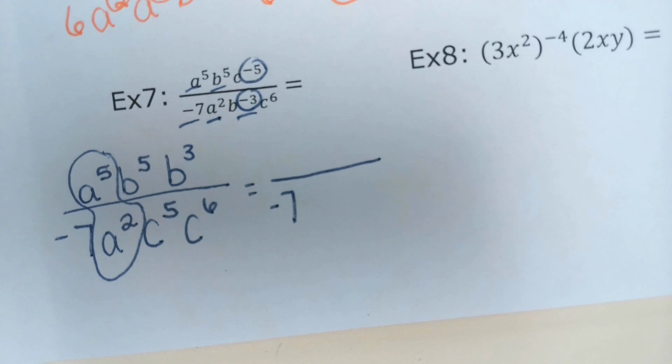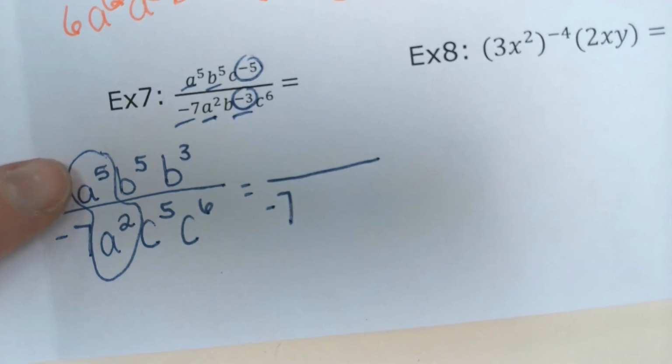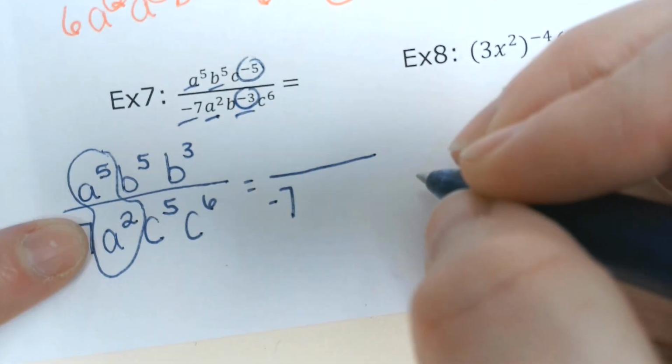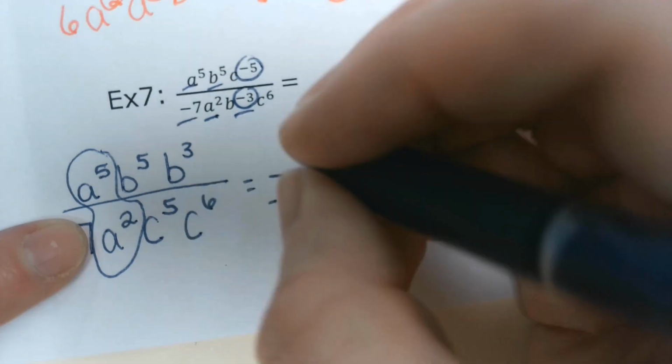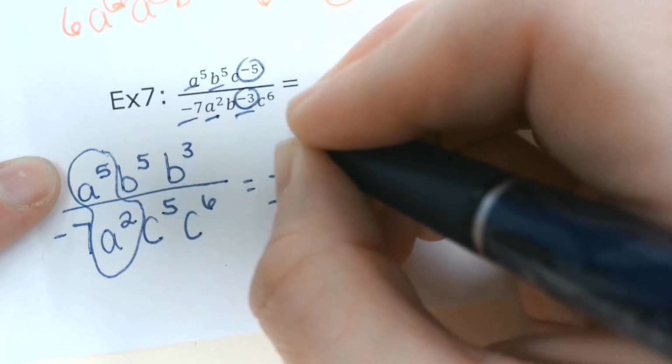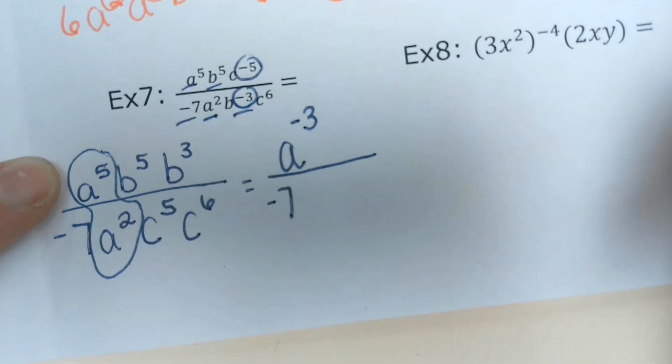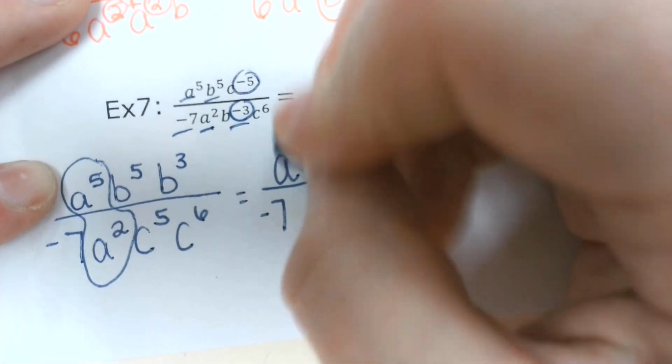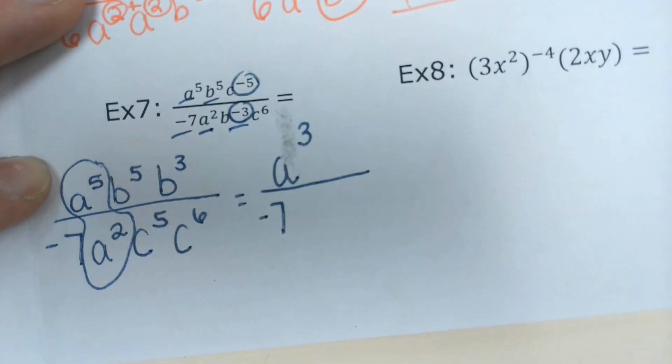When we divide like bases, we subtract them. So we're going to do 5 minus 2. And it's 3. So we put it on the top. If it was negative 3, we'd put it on the bottom as a positive. But, oh, I don't know why I put negative because I was talking about it, I guess. A to the 3.